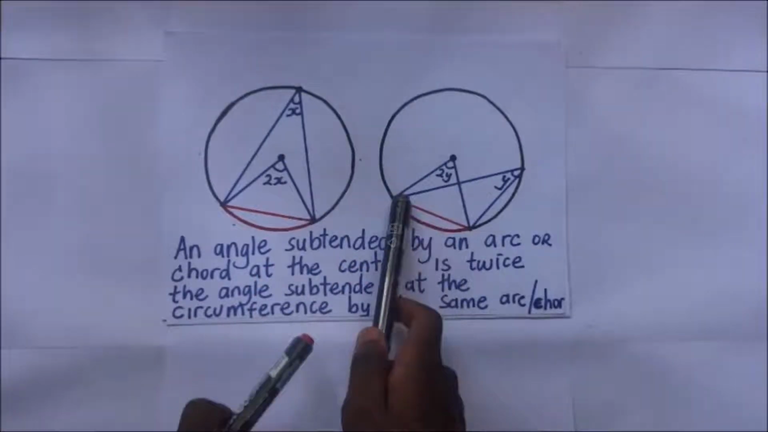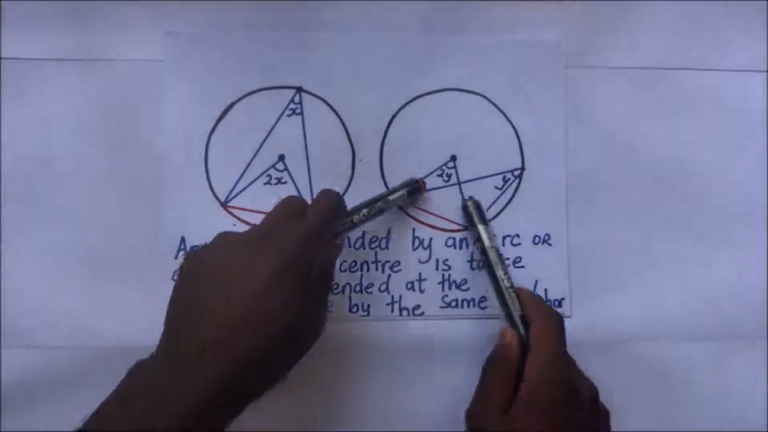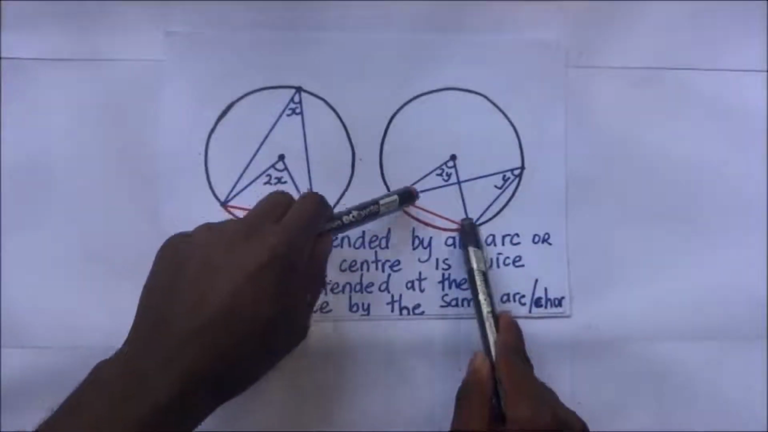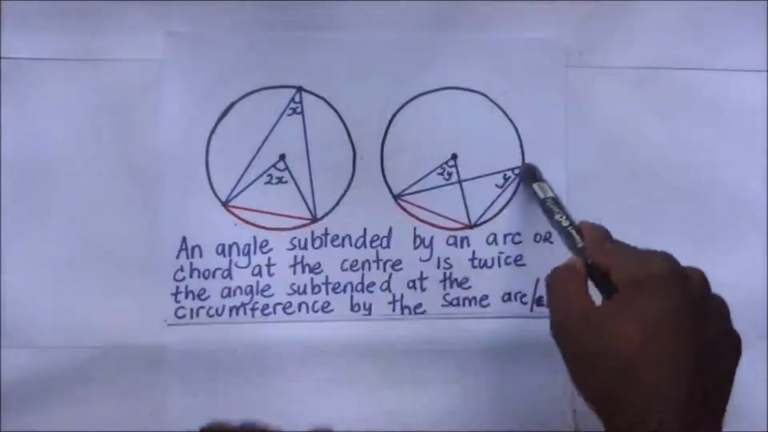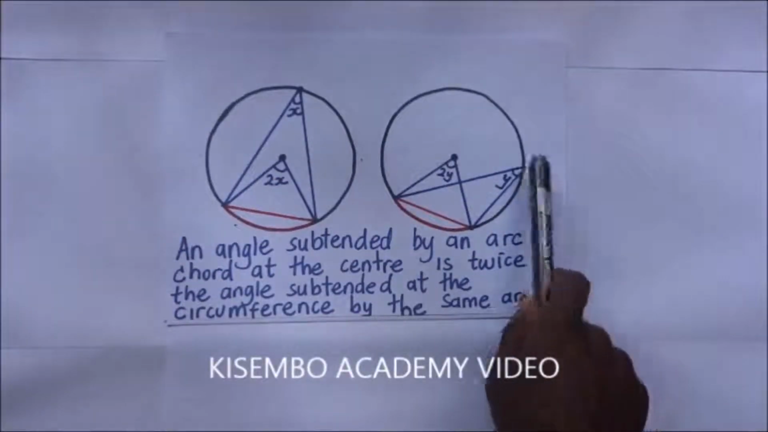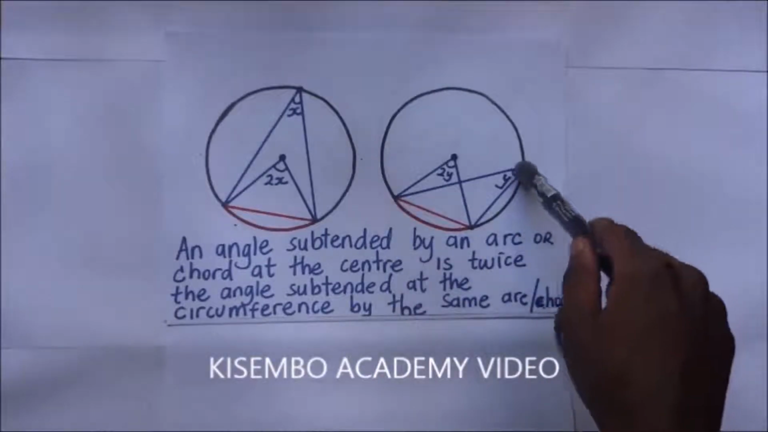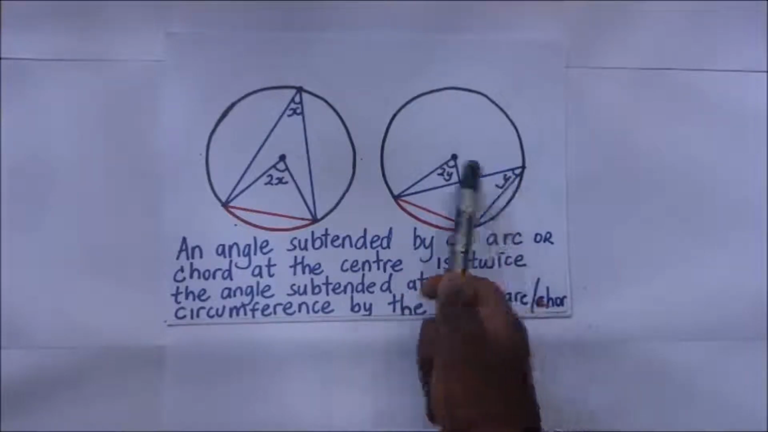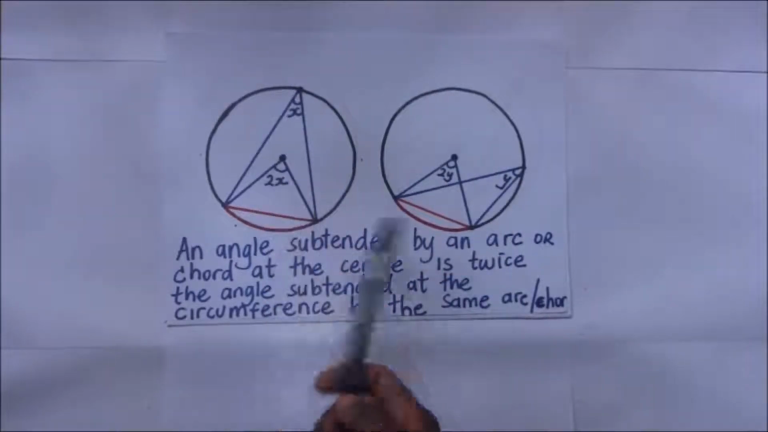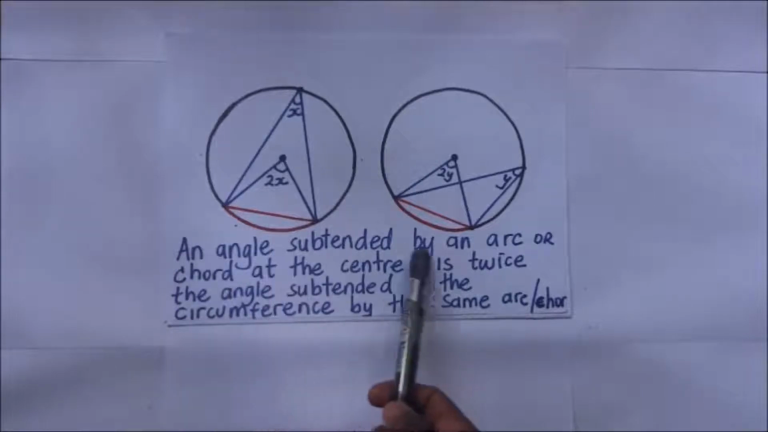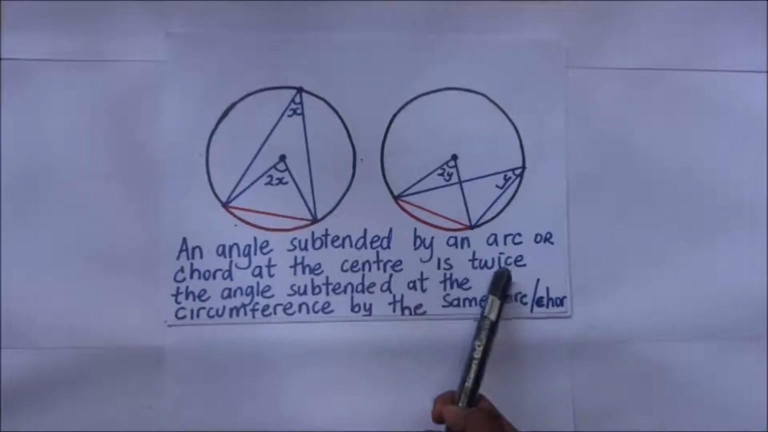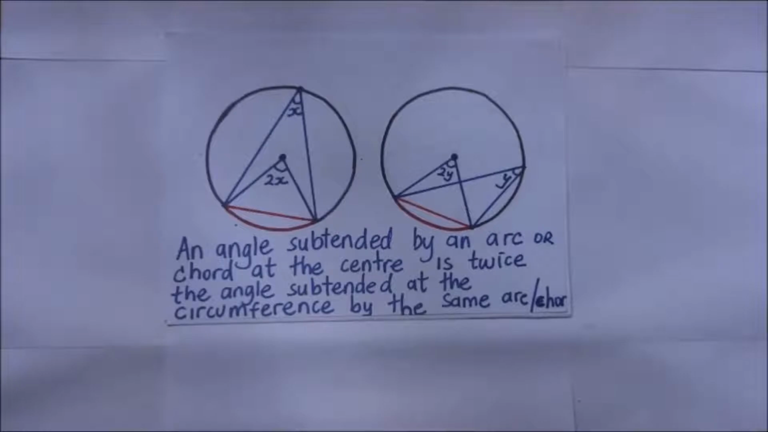Just like we are seeing a chord here, it is subtending a certain angle to the center, and this same chord is subtending another angle to the circumference. So if the angle subtended at the circumference is y, then the one subtended at the center is twice that one, just like we've seen here. So the property is simple: an angle subtended by an arc or a chord at the center is twice the angle subtended at the circumference by the same arc or chord.